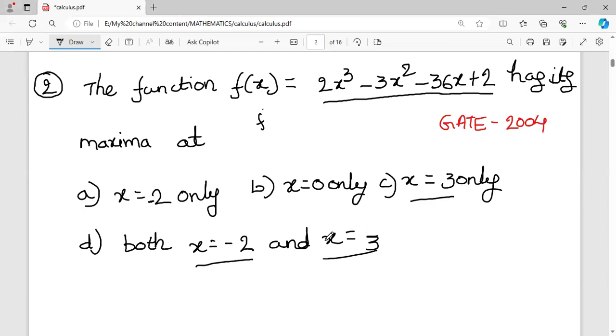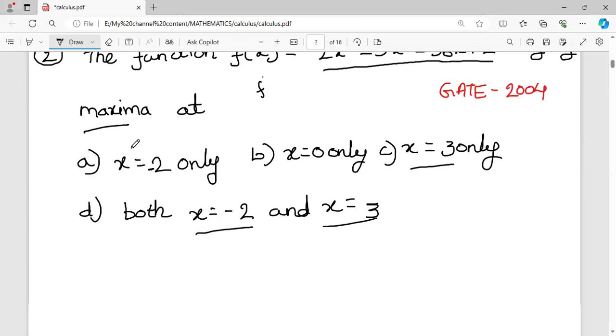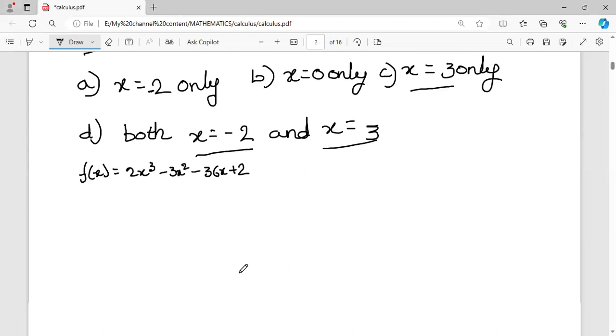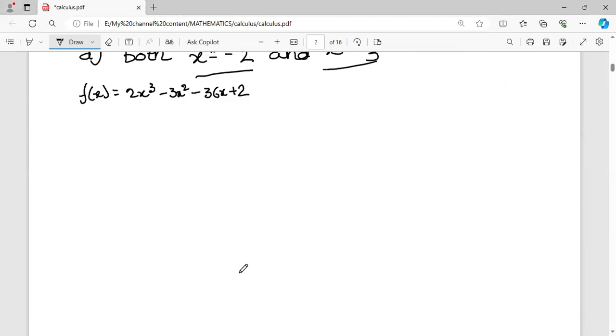So for finding the maxima and minima values, first of all simply write the function. The function is f of x equal to 2x cube minus 3x square minus 36x plus 2. If in our problem they ask maxima or minima, then you have to do the differentiation. First of all, do the differentiation, that is f dash of x.